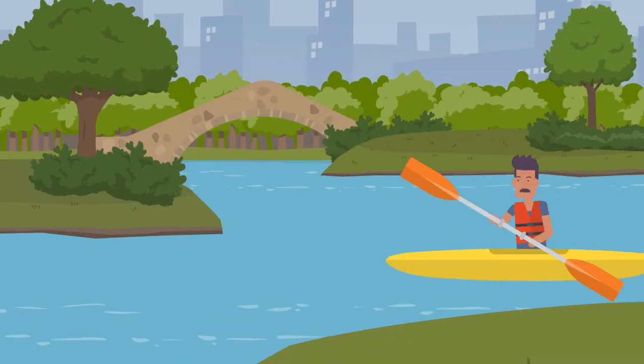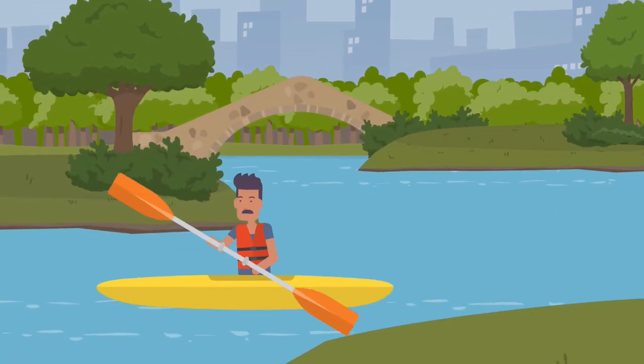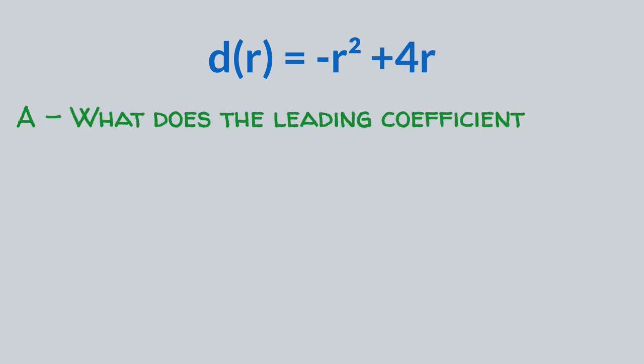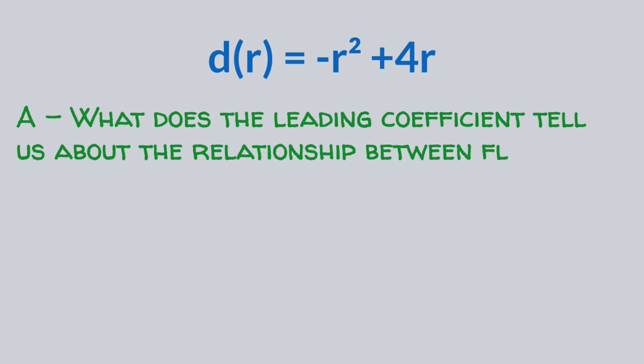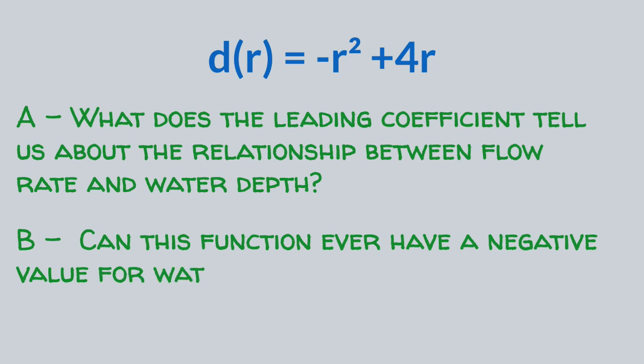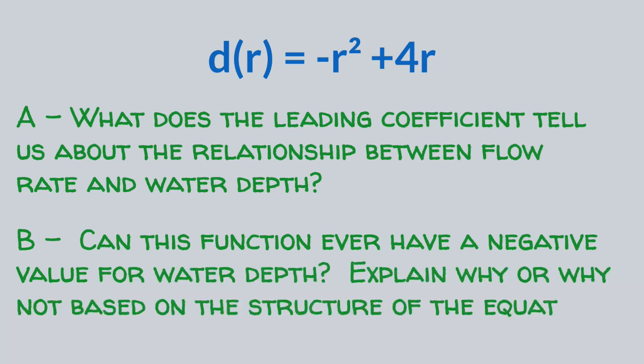Bryce explained that the depth of water in a forest stream is related to the rate of water flow by a quadratic function. The function is given by d of r equals negative r squared plus 4r. What does the leading coefficient tell us about the relationship between flow rate and water depth? Can this function ever have a negative value for water depth? Explain why or why not based on the structure of the equation.